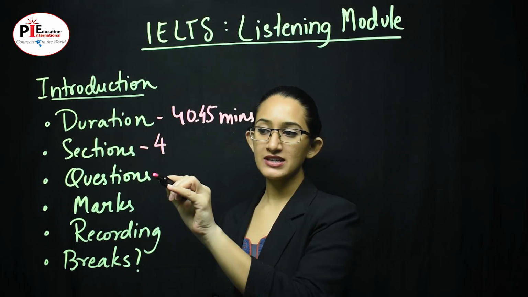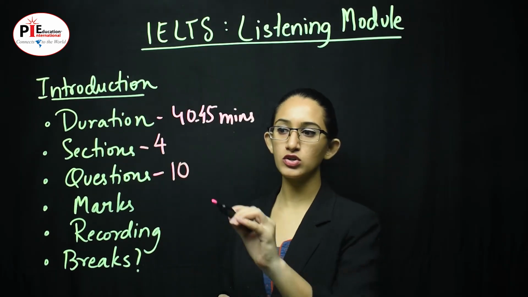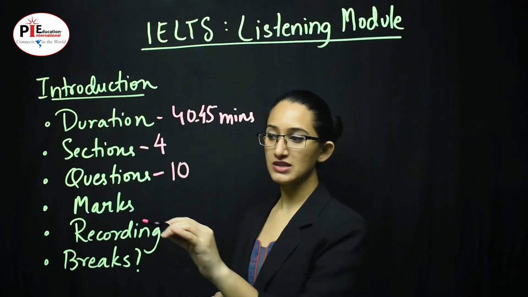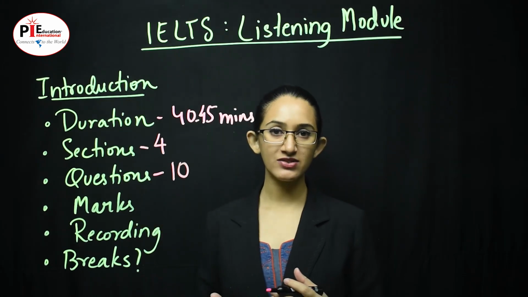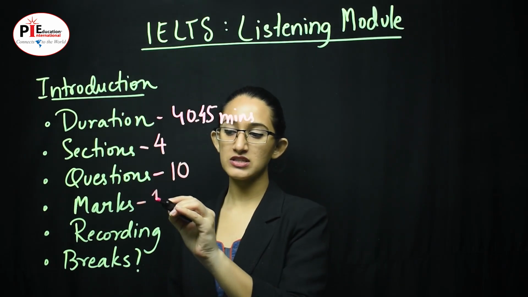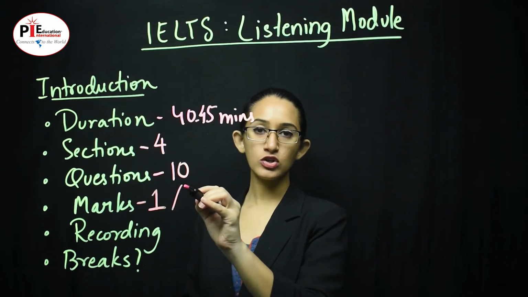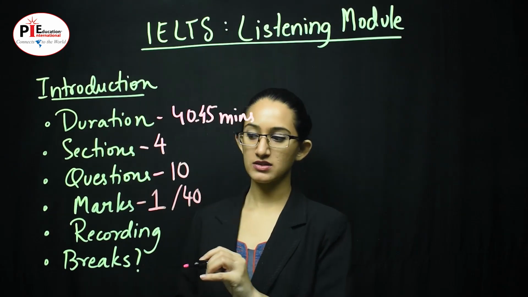You will be given a total of 10 questions for every section. So in total, you will be having about 40 questions. The number of marks that will be given is 1 mark per question, right? So each question is worth 1 mark, the same amount of marks, and in total, you will have 40 marks.